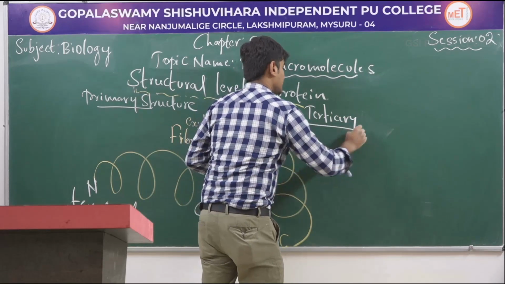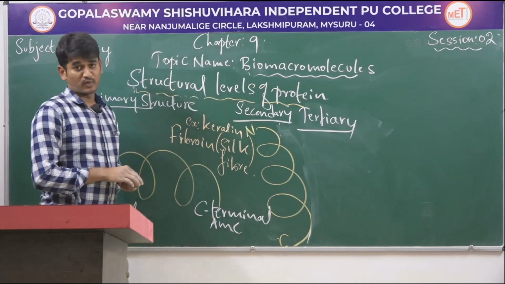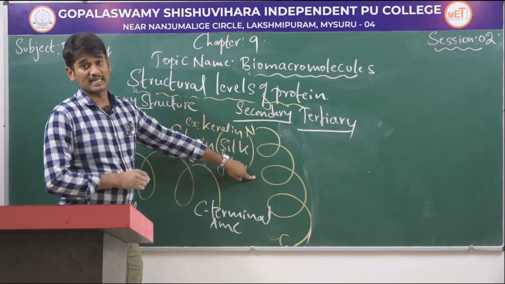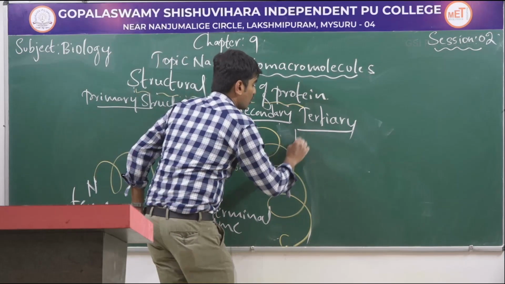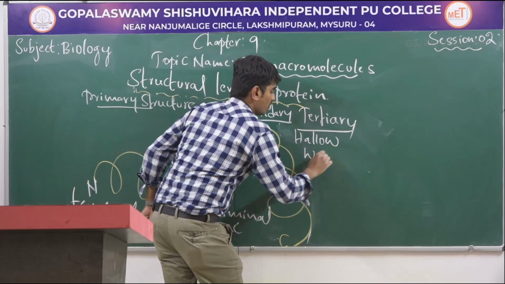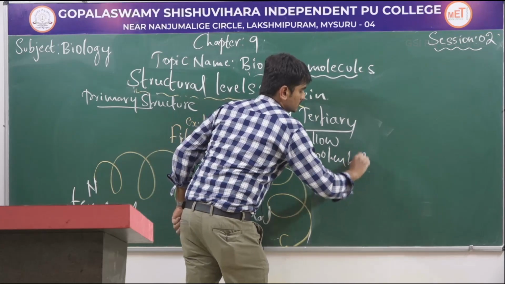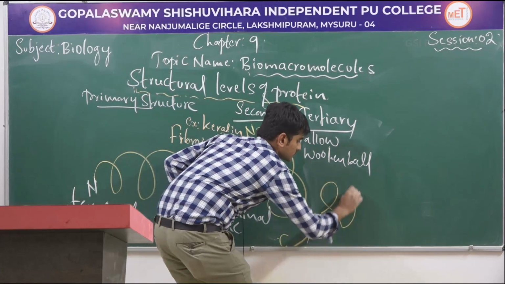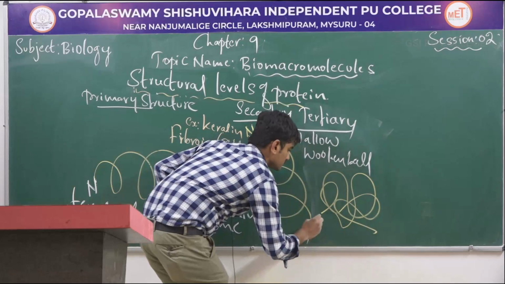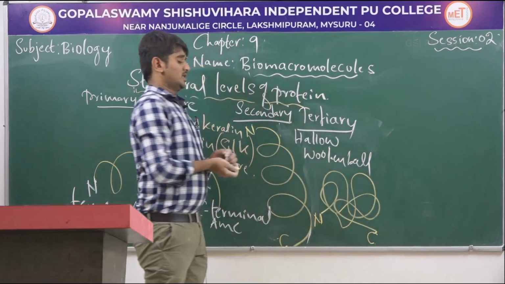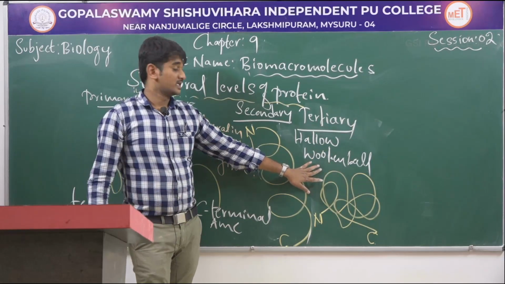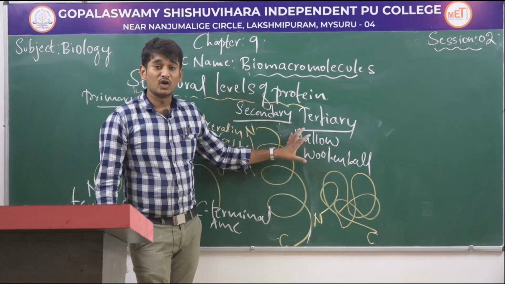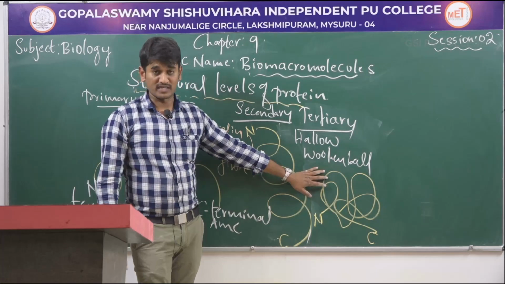Tertiary structure. See, the tertiary structure of a protein shows the helical polypeptide chain further folded like a hollow woolen ball. It shows a 3D weave like this. This is the tertiary structure of protein. So here the helical polypeptide chain is further folded like a hollow woolen ball. So this is the 3D view of protein.